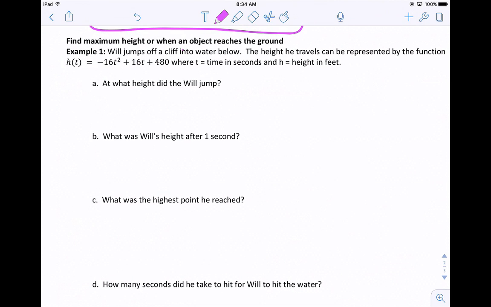So let's say Will jumps off a cliff into the water below. The height he travels can be represented by the function h of t equals negative 16t squared plus 16t plus 480. At what height did Will jump? And we know that at time 0, the initial height would be 480 feet. That's the initial height.